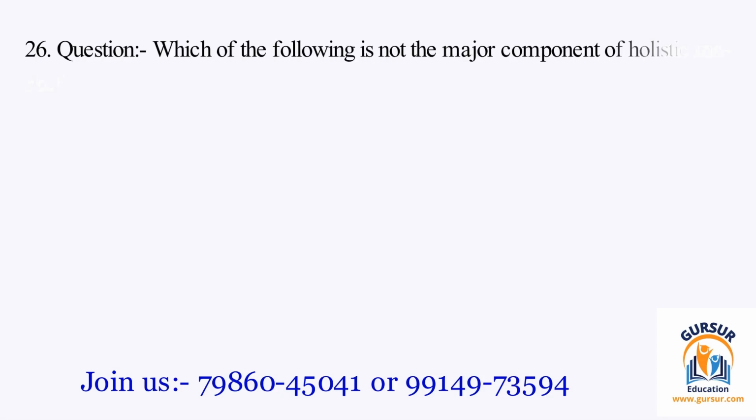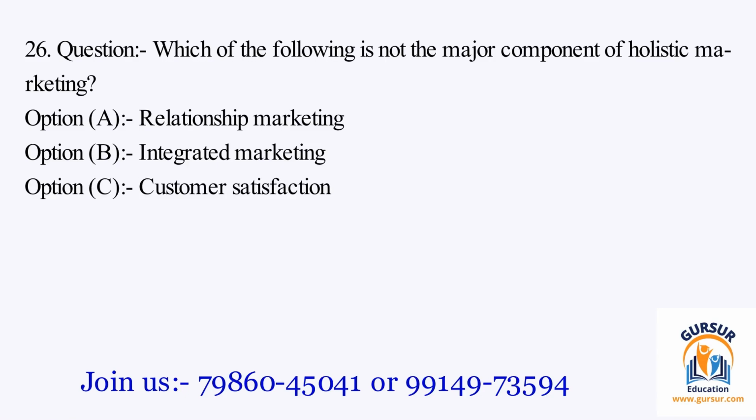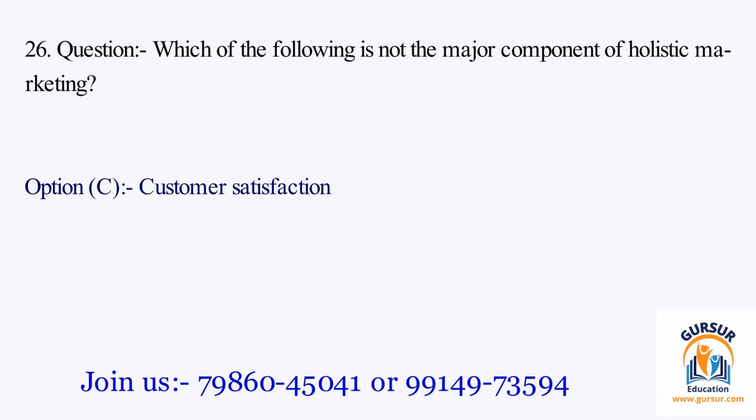Question number 26. Which of the following is not the major component of holistic marketing? The option A is relationship marketing. The option B is integrated marketing. The option C is customer satisfaction. The option D is socially responsible marketing. The right answer of the question is option C, and that is customer satisfaction.